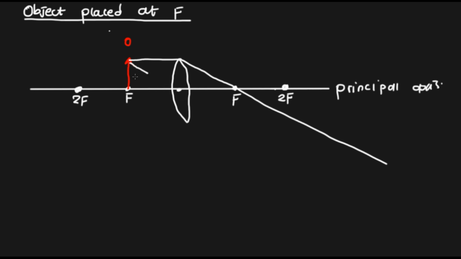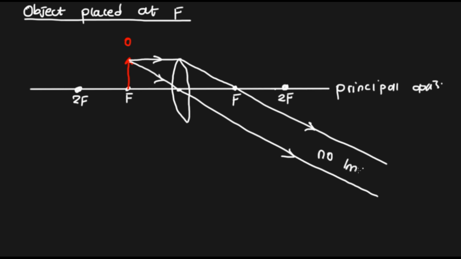Now, if you just use the rule and the actual focal length, these two lines will never meet because they are parallel to each other. So the conclusion that you are supposed to make in a case like this one, you just have to say no image formed. So why don't we get an image here? Because the lines are not meeting. So that is the conclusion that we can make if we place an object at F, no image formed.